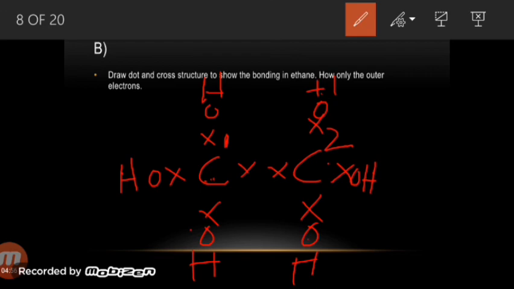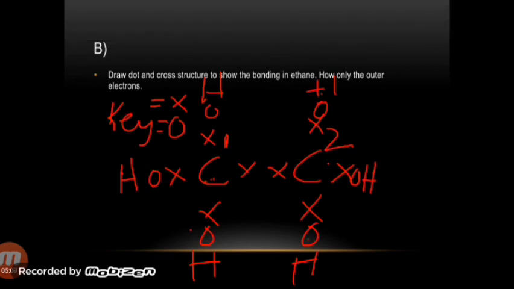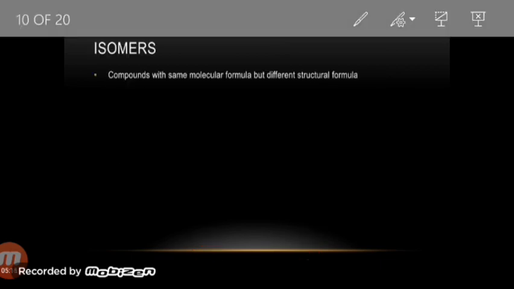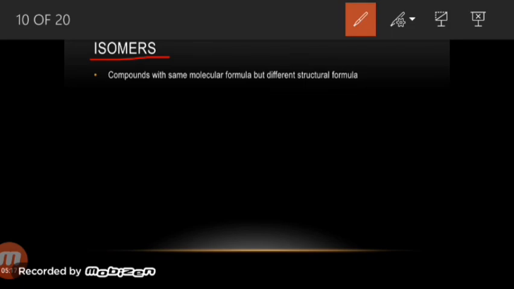So let's write the key. The key is this: the circles represent electrons of hydrogens, whereas the cross represents the electron of carbon. So this is how you're going to easily draw out the dot and cross structure of any alkane. Isomers. Now what are isomers?